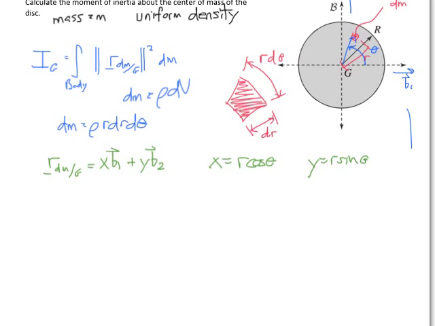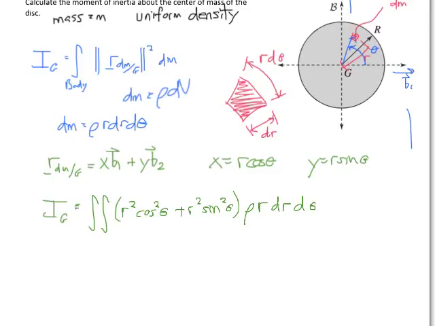Let's place all of these expressions into our formula for the moment of inertia. It's a double integral, and then it's the norm of our position vector squared. The norm squared here is r squared cosine squared theta plus r squared sine squared theta, multiplied times rho dv, where dv is r dr d theta. The bounds of integration for dr will be from 0 to r, and for theta, we're going to come all the way around the circle to create the disk, so that'll be from 0 to 2 pi.